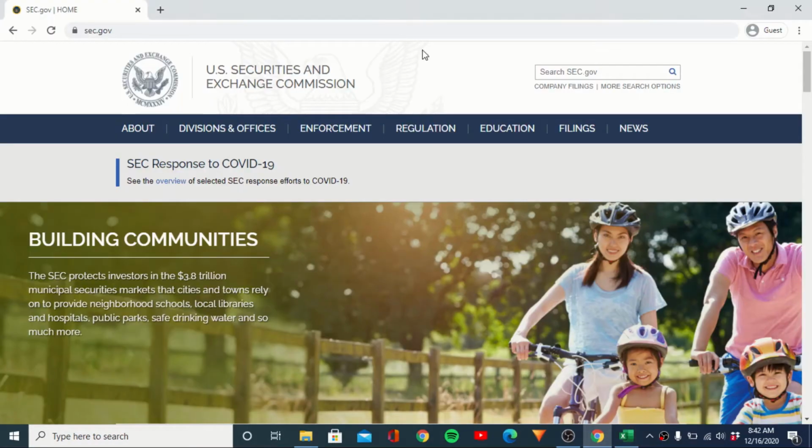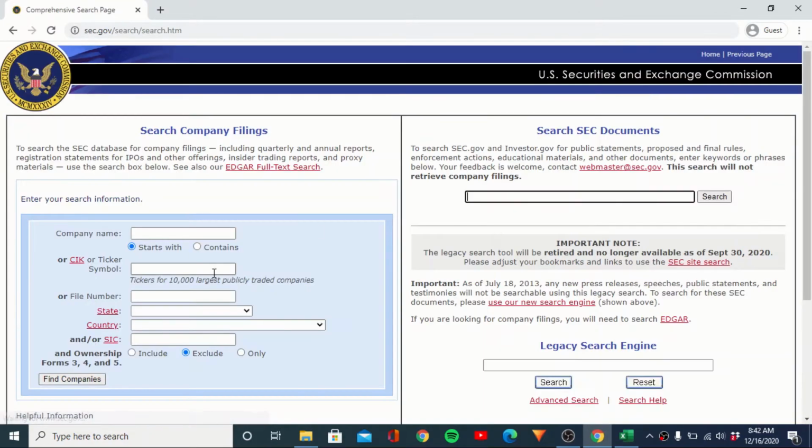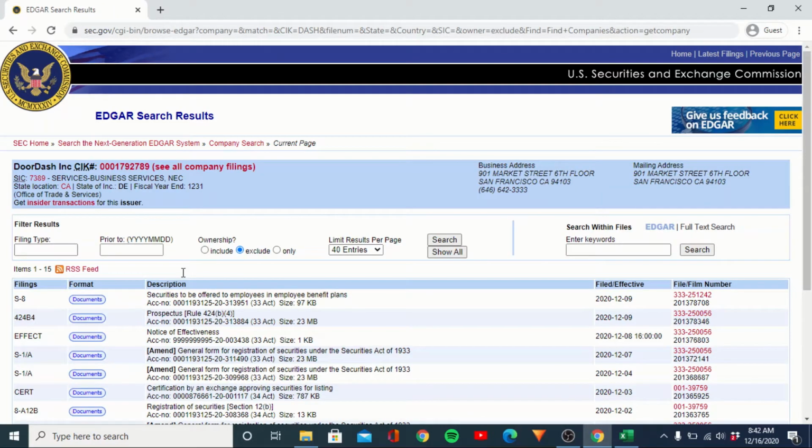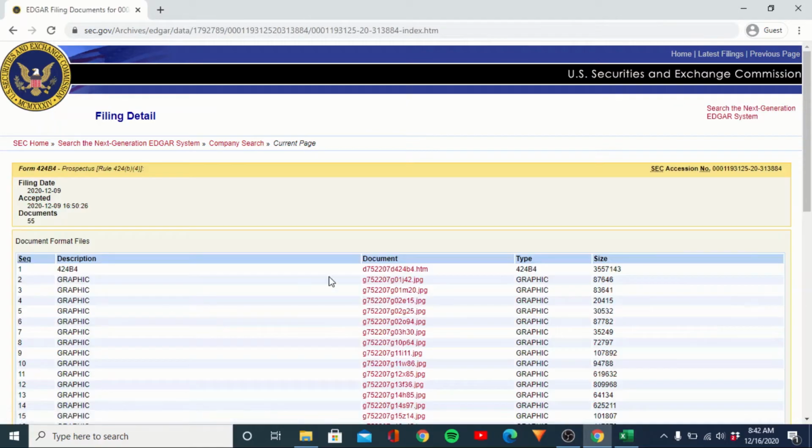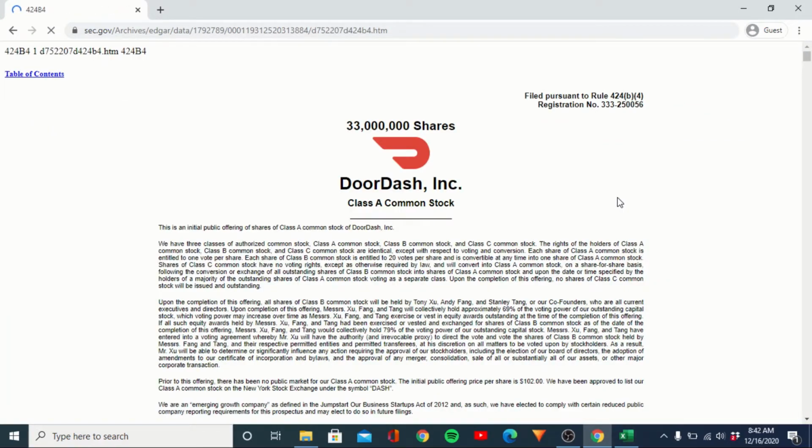Let me show you how to pull that up real quick. You're going to head on over to sec.gov, go to more search options, and then you can type in DASH right here. That's their stock ticker. Go ahead and click OK. And then you can pull their most recent S1, S1/A amended. That'll be kind of their final one, or the 424B4 will also be the final S1 as well.